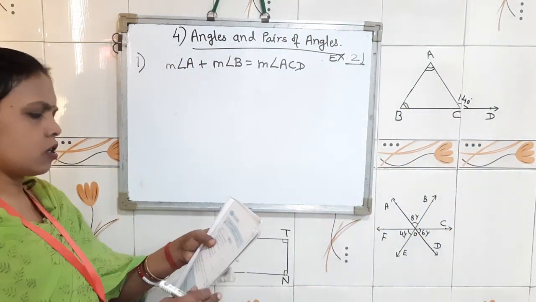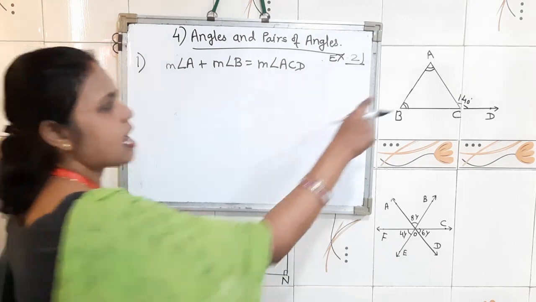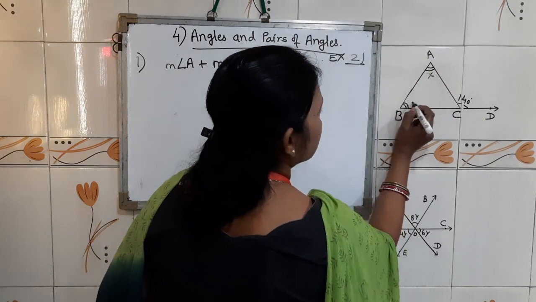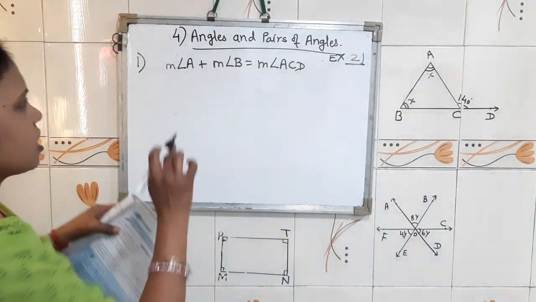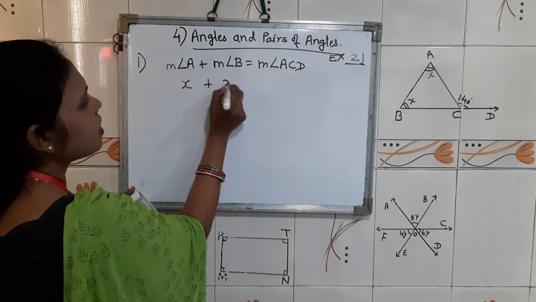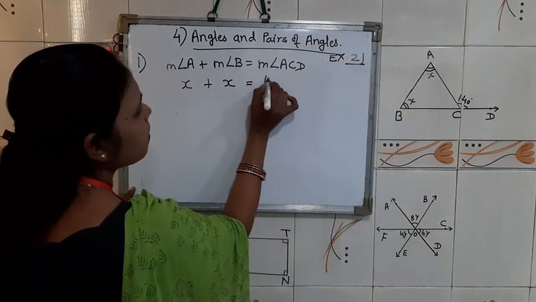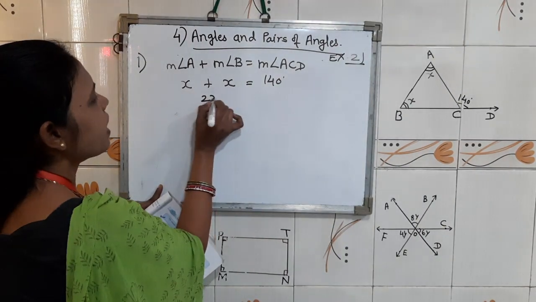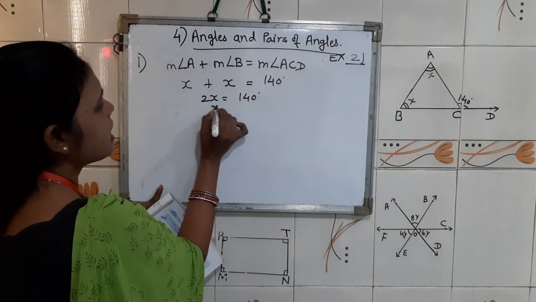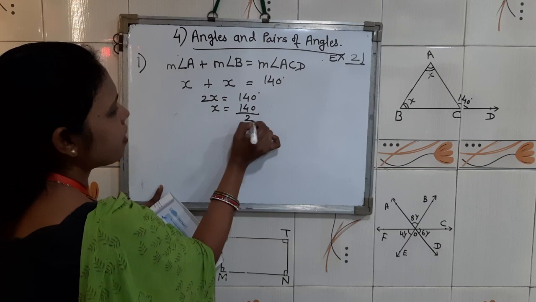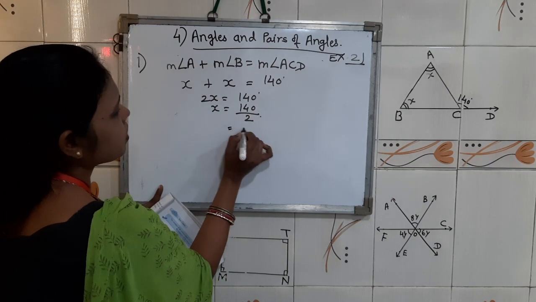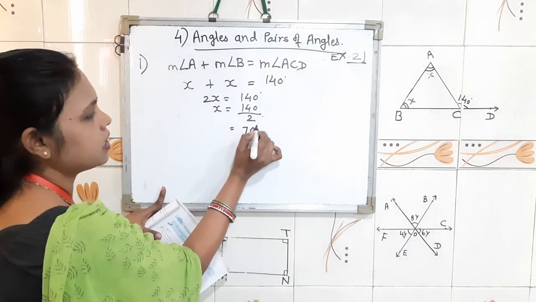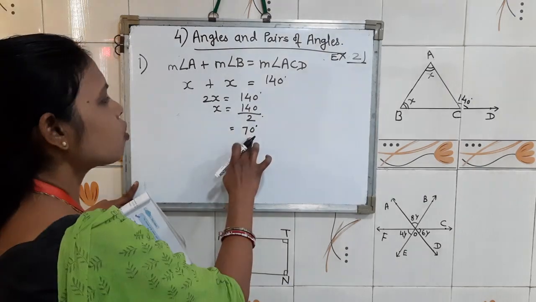Here, one more point is given. Angle A and angle B are equal. That's why what will we take, children? Both we are going to take X. Therefore, here take X plus X equal to ACD, given 140 degrees. So, children, X plus X, 2X equal to 140 degrees. X equal to 140 divided by 2. Answer is 2 7s are 14, 2 0s are 0, means 70 degrees. So, children, X you got 70 degrees.